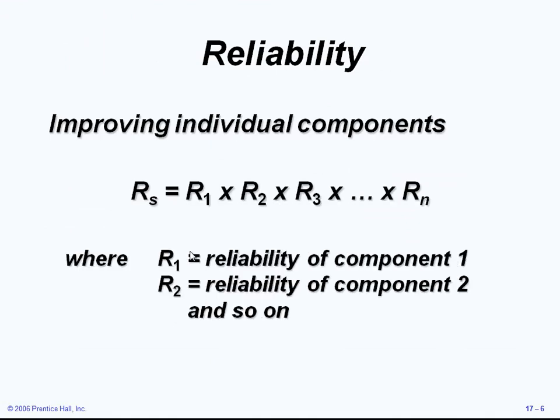So let's go over these tactics in detail. The first one we stated was improving individual components. To understand, let's look at the way it works. The total product reliability, which is in this case RS, will equal the multiplication of the reliabilities of the individual parts, R1, R2, all the way until Rn.